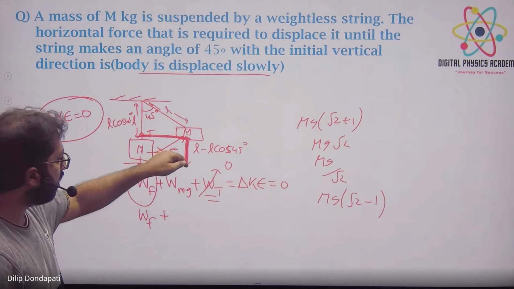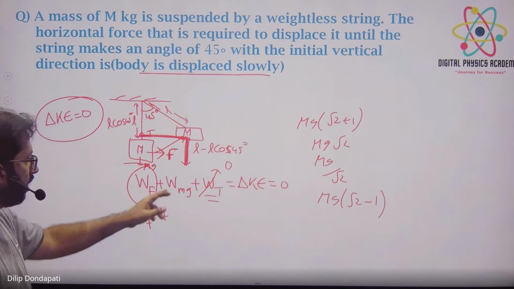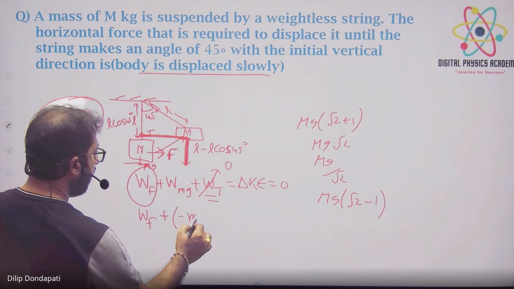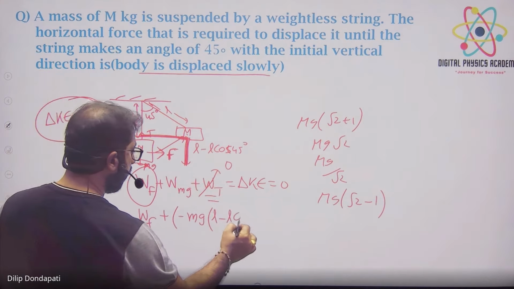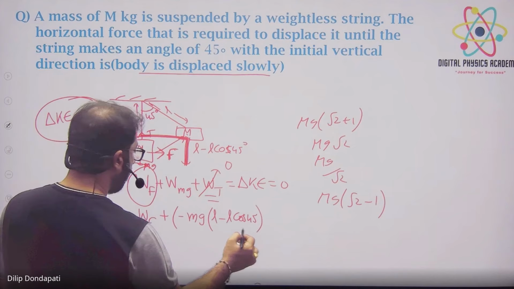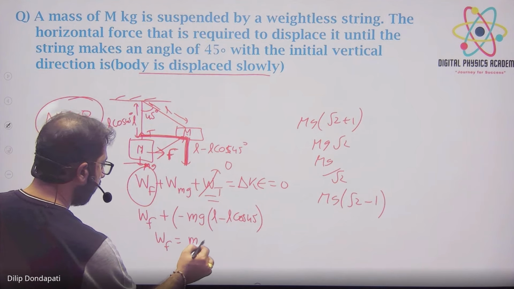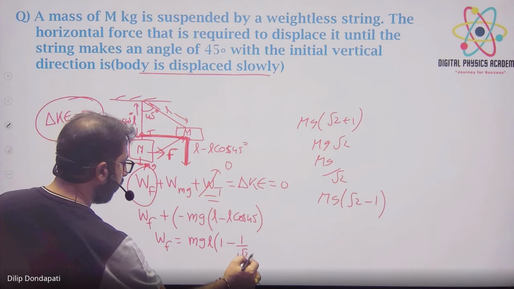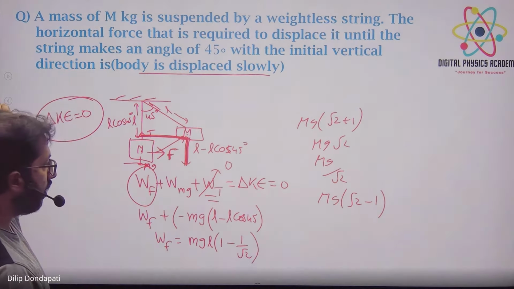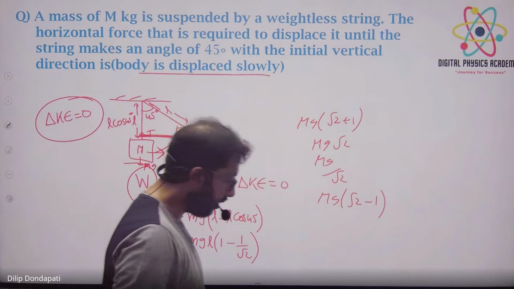Now tell me, mg is downwards and the displacement is upwards, so what is the work done by mg? Minus mg into L minus L cos 45, right? Here it becomes plus. Work done by force is mg into L into 1 minus cos 45, 1 by root 2. So what will the answer be?